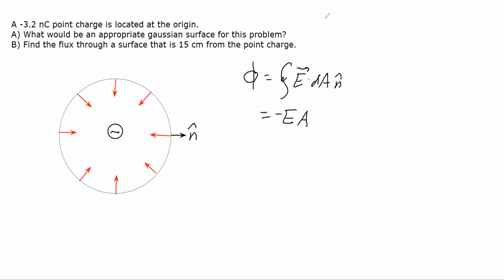Okay, so we're looking at the electric field at what distance? What's this distance here? Well, for part B, we're finding the flux through a surface that is 15 centimeters from the point charge. So let me put a little radius here. So that's 15 centimeters. So I could calculate my electric field. And my electric field, E, is just using kQ over r squared. Okay, or I could rewrite this.